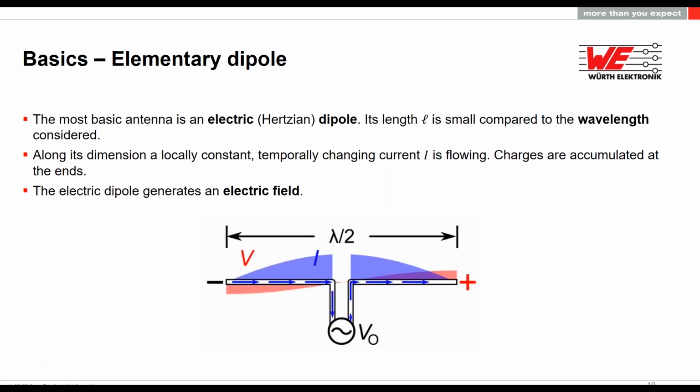We have a current changing between the poles of this antenna, and charges are accumulated at the ends.